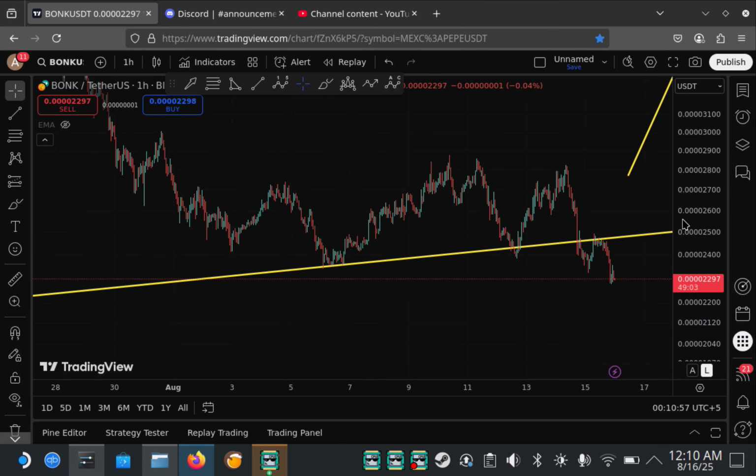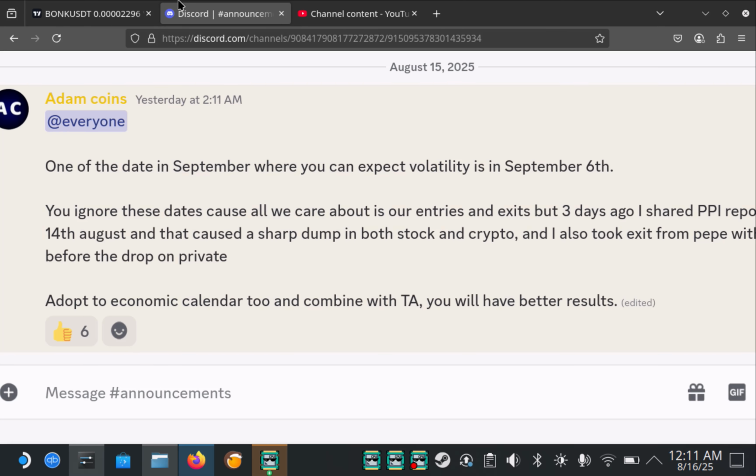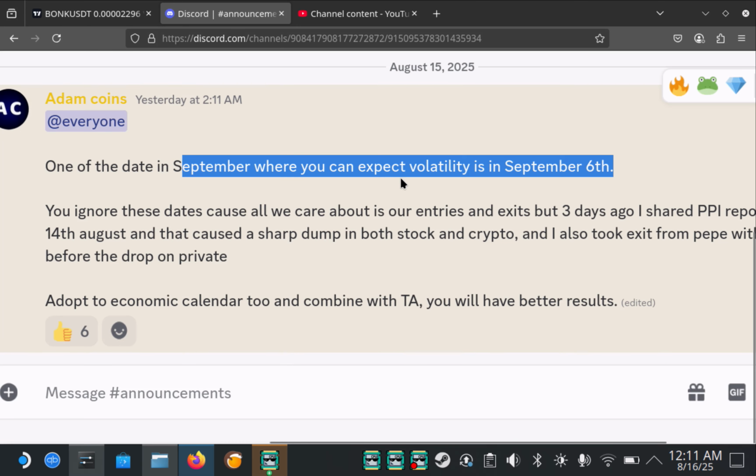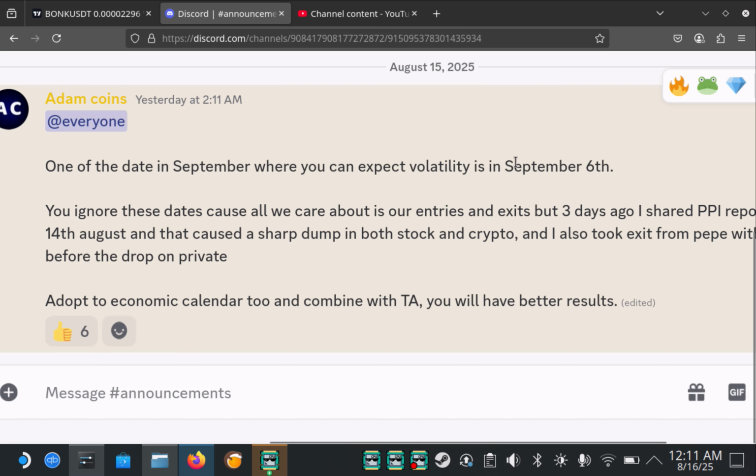So we didn't talk about Bonk previously, and there's this message, right? One of the dates in September where you can expect volatility is going to be September 6th, all right? It's going to be September 6th, so keep this in mind. September 6th is going to be a very important date next month.